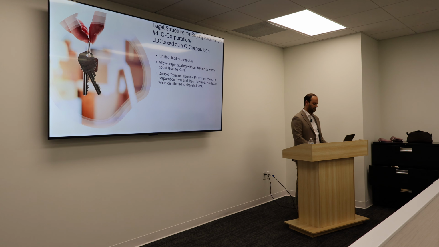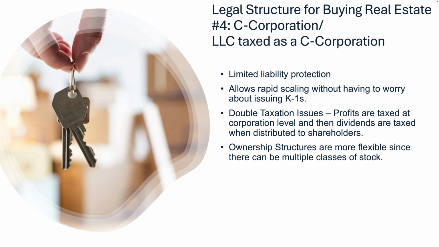The ownership structure in C corporations is more flexible since there can be multiple classes of stock. So when you have C corporations, you can have voting stock, preferred stock, and common stock. And within those three types of shares, you can have subcategories. So in that case, I can say, you know what, I'm doing all the work, I should get preferred shares. All profit should go to me instead of these other investors.